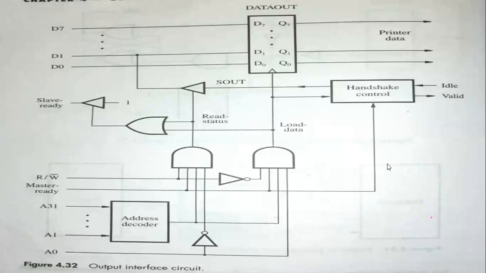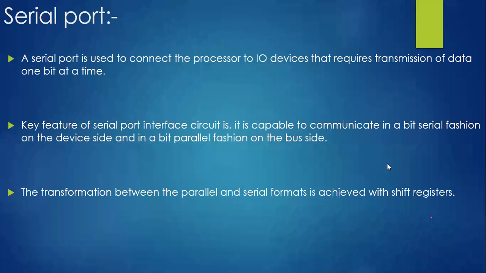Now we'll go to the next topic, that is the serial port. These are very important topics: parallel ports and serial ports. What does serial port stand for? Parallel port means we had 8 different lines for data transmission, but here you have only one. At a time we can transfer only 1 bit. We call it 1 bit stuffing at a time.